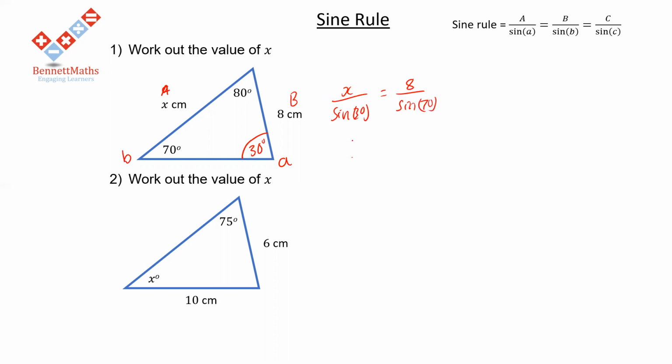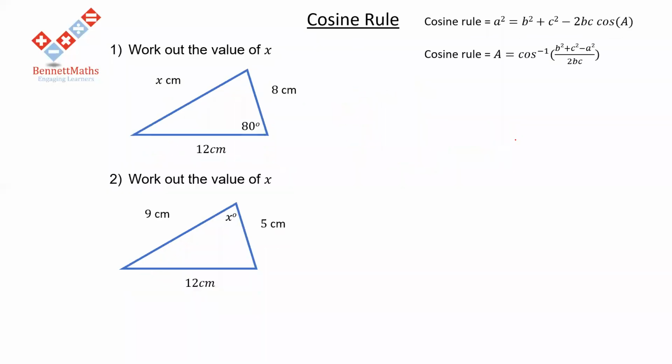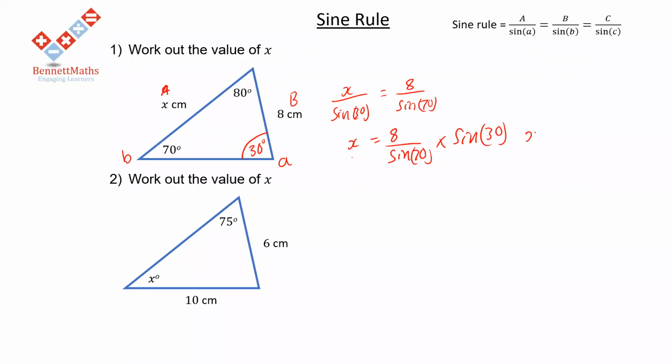And we can rearrange that to make X the subject. So we multiply both sides by sine 30. Now, the next step is just to type this into our calculator to find our solution for X. And our solution to that is X is equal to 4.26.